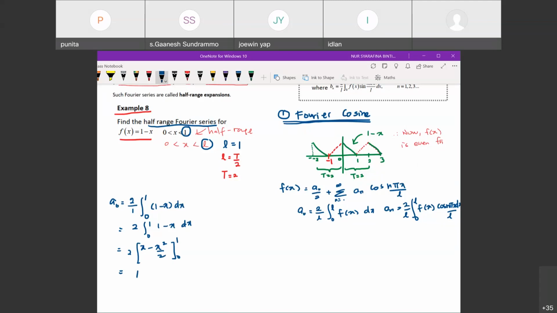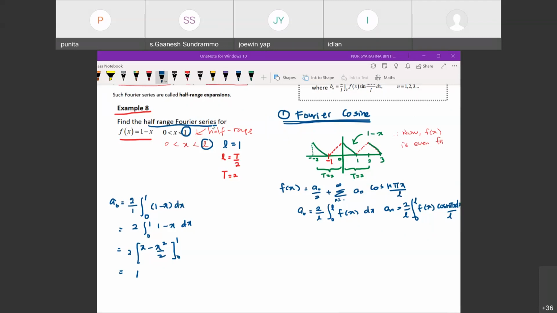How to know we want to do odd or even? Depends on the graph, depends on the question. Let's say the question asks you to find the half range Fourier cosine, then you have to extend it to even. Let's say the question asks you to find the half range Fourier sine, then you need to extend the function to odd. If the question asks you to find the half range Fourier series, then you need to do both cosine and sine. Okay, clear. So this is your a naught.